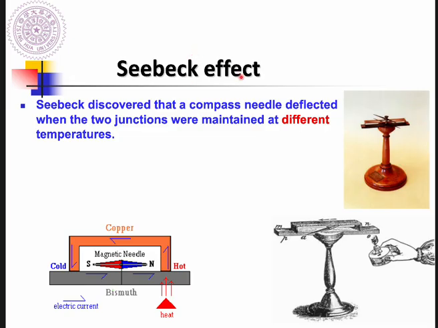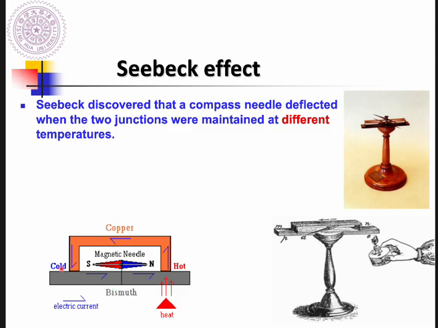In 1822, around 200 years ago, Thomas Seebeck discovered that a compass needle was deflected when the two junctions were maintained at different temperatures.